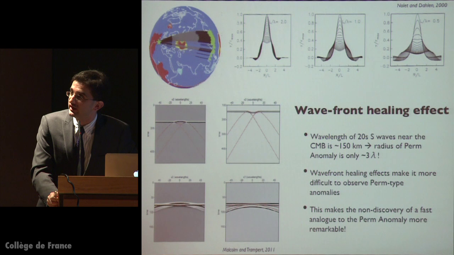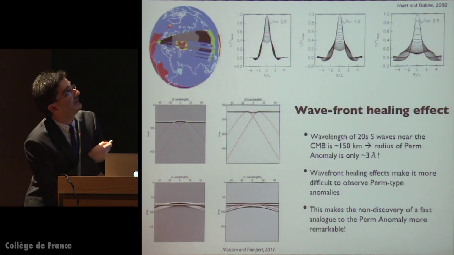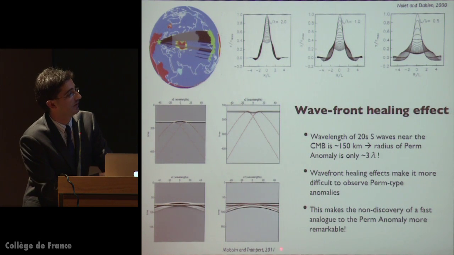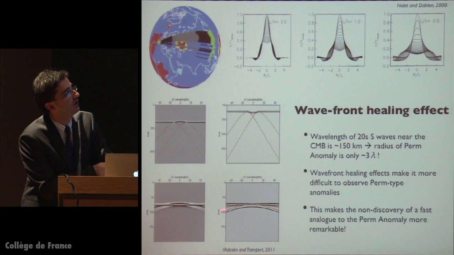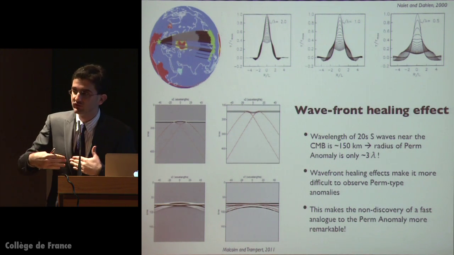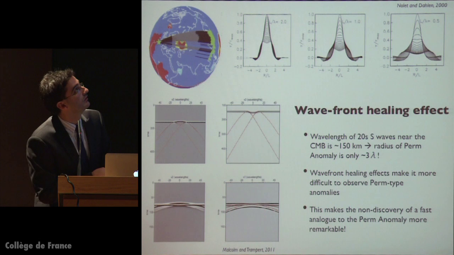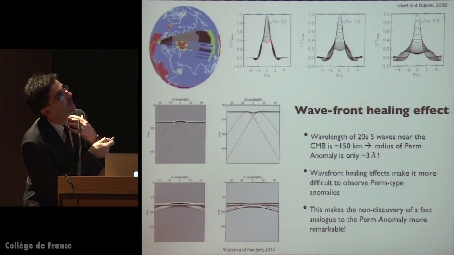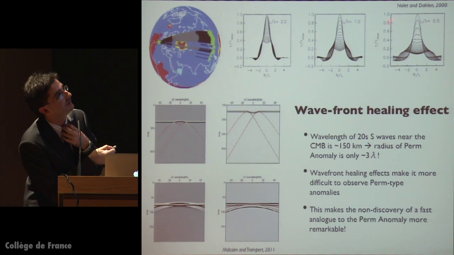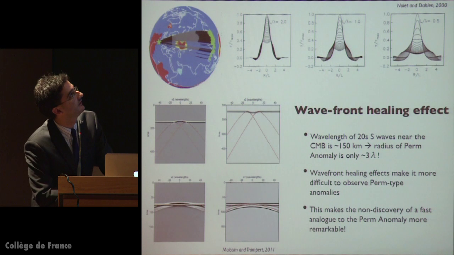So it's really shocking that a slow anomaly, and so here's a figure from Malcolm and Trampert's paper, which shows that when you have a wavefront pass through a fast anomaly versus a slow anomaly, with the slow anomaly, eventually the wavefront will heal. This is a well-known effect, and what will happen is that this wavefront healing effect will mask the true amplitude, the true travel times caused by passing through this anomaly, and this is from a figure of Nolet and Dahlen.